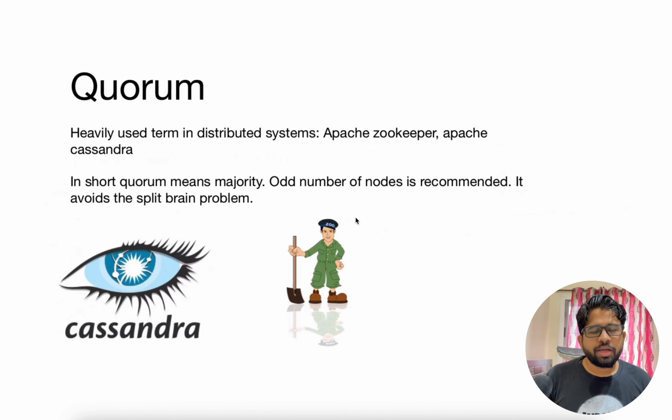Hello everyone. In this video, I'm going to talk about a topic which is discussed a lot in distributed systems, but many times not understood fully. The topic is quorum. Now, what exactly is quorum? Quorum, in short, is majority.